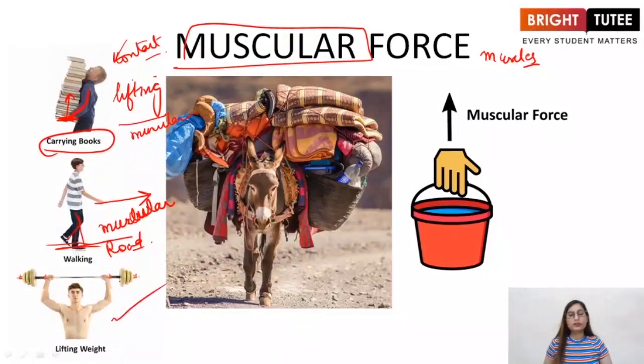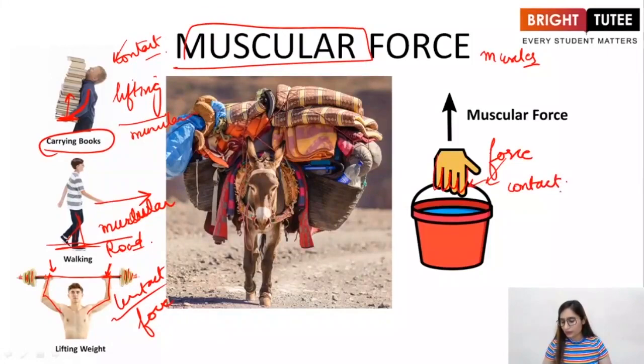Then lifting weight. For lifting weight, this boy is holding the rod carrying the weights, right? And how is this happening? The boy is holding the rod with his two hands and the hands are in contact with the rod. So this is also a contact force, and he is using the muscular force to lift these up. So this is muscular force. Then when you pick a bucket, you are pulling it, right? Here also your hand is applying some force and there is contact between you and the bucket. So this is also an example of muscular force and which is also a contact force.